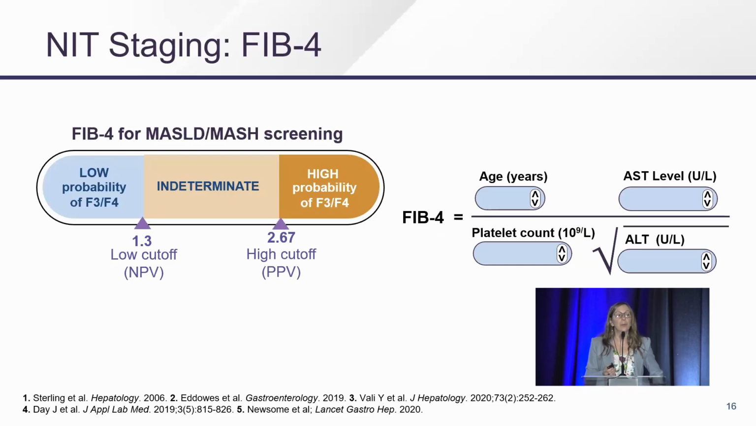How do we figure out where they are in terms of the degree of fibrosis? So we're going to start with something really simple. NIT stands for non-invasive testing, and FIB-4 is probably something we're very familiar with. It consists of a simple formula that includes age, AST, ALT, and platelet count.